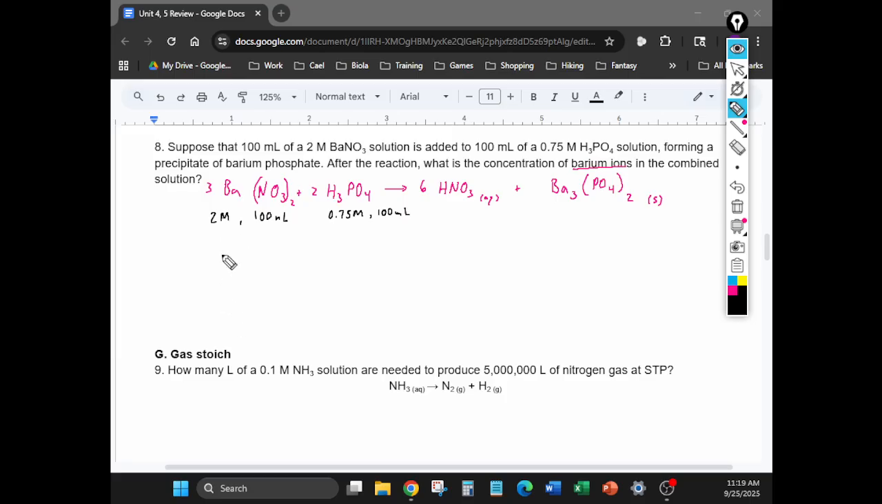Now we're going to look at the concentration of each individual ion in that solution. For this, we look at the concentration of just the Ba2+, and remember this bracket means concentration. And then we look at the concentration of the nitrate, and we're going to compare the two together.